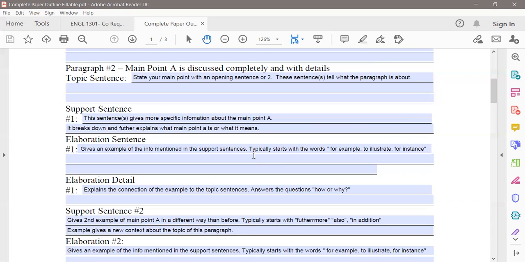Your elaboration sentence typically starts with the words, for example, to illustrate, or for instance. Those are the words that it typically starts with. Now, you do not have to use those words specifically, but you can use them. And also there's other words that you may be able to look at as you're going through. So maybe Google some words for transition or for addition. There's also some in that PowerPoint that I mentioned about introductions and essay structure.